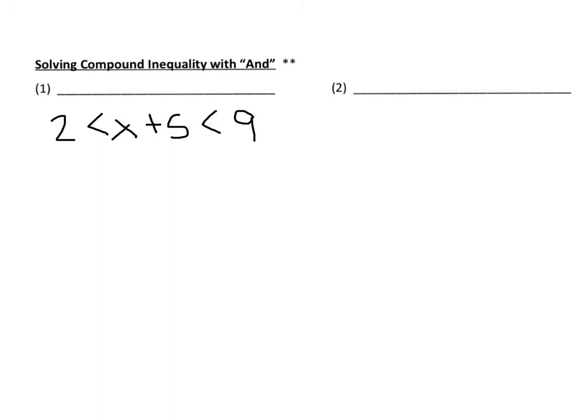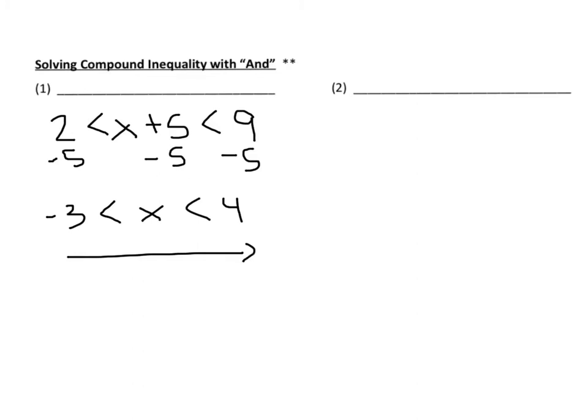So if I want to isolate x, because I'm trying to figure out what my solution set is, I'm going to subtract 5, not from only this expression, but from every expression to keep this balanced. So 2 minus 5 is negative 3. I've isolated my x, and 9 minus 5 is 4. And on to the graphing. x must be less than 4, but greater than negative 3. Open circles, and this would be the solution set that would contain all the points for both inequalities.